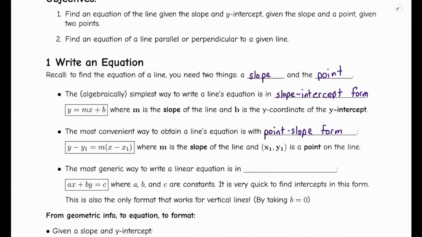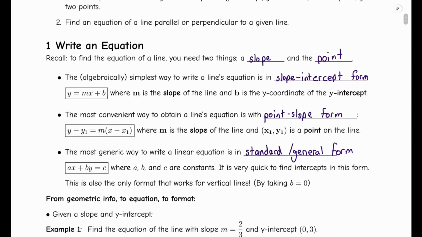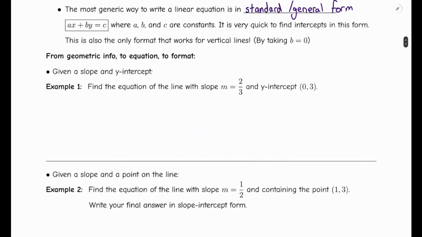The most generic way to write a linear equation is in standard or general form, sometimes it's called. Ax plus by equals c, where a, b, and c are constants. It's very quick to find the intercepts in this form. This is also the only form that works for vertical lines by taking b equal to 0. From geometric info to equation to format.